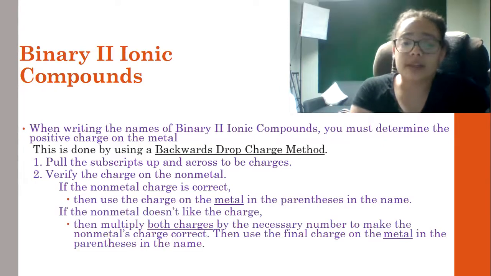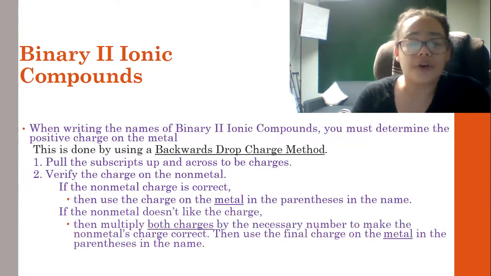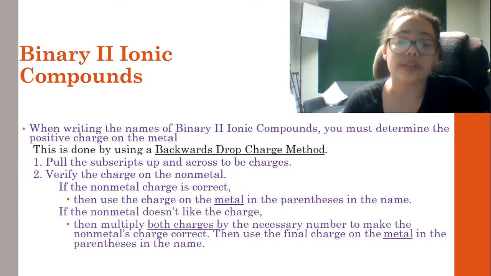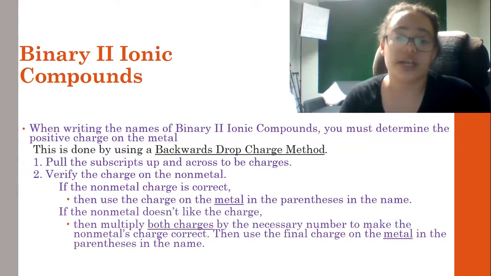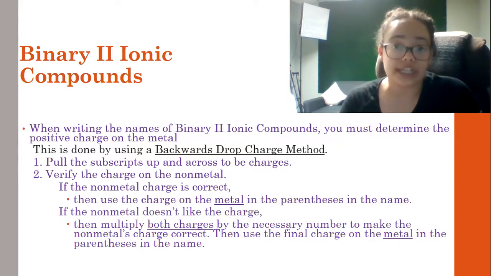There's also a possibility that the nonmetal won't have the right charge. If our nonmetal doesn't have the right charge, if oxygen had a different charge, not a -2, then that means we have to go through a little bit more work to figure it out. We're going to multiply both sides by the same number in order to get our correct charge. I'll show you that next with our iron sulfide. Then after we find the correct charge on the metal, again, we're using that charge in our parentheses in our name. Let's try that out.